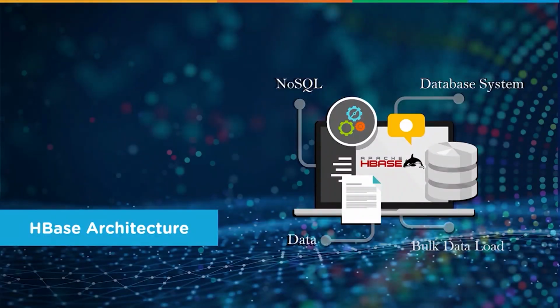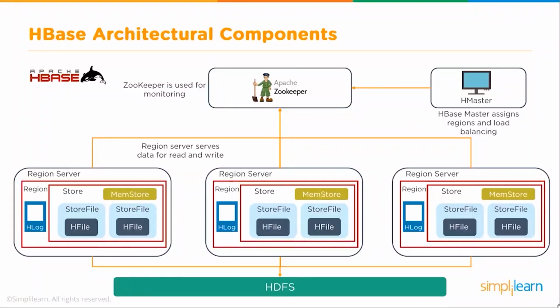Let's dig a little deeper into the HBase architecture. Here you can see what looks to be a complicated chart. It's not as complicated as you think. From Apache HBase, we have the Zookeeper, which is used for monitoring what's going on. And you have your HMaster. This is the HBase master, which assigns regions and does load balancing.